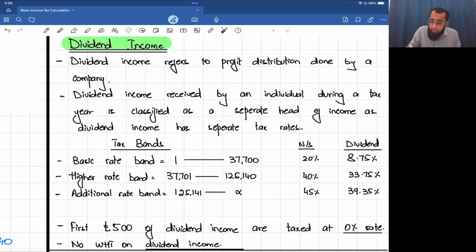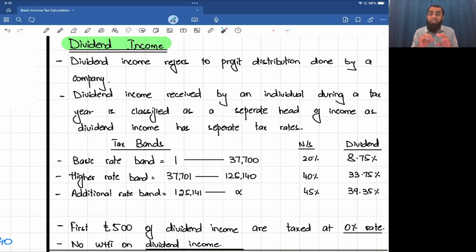See, the tax rates of the dividend are less than non-saving income. Where the non-saving income had a tax rate of 20%, dividend income is taxed at 8.75%, a fairly lesser rate. Why is it so?